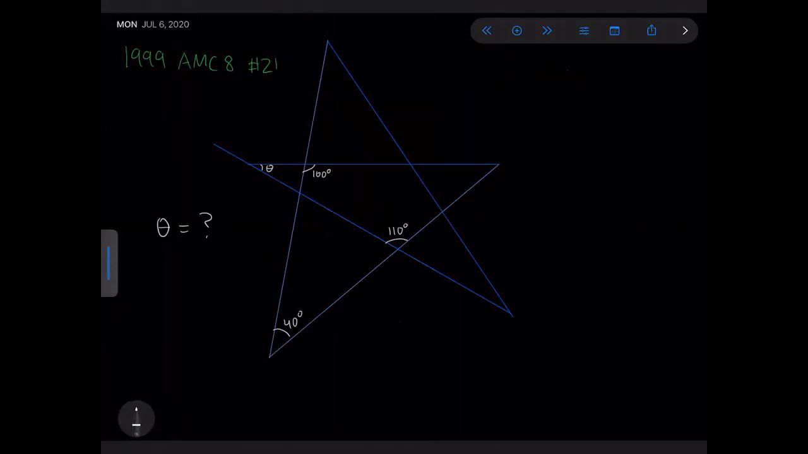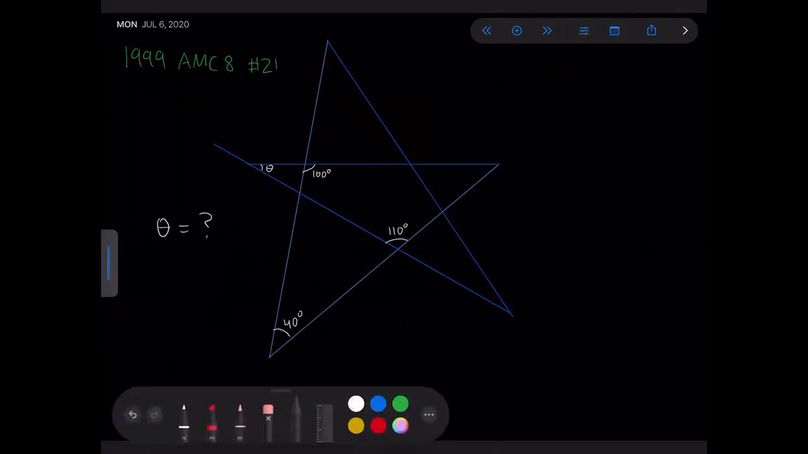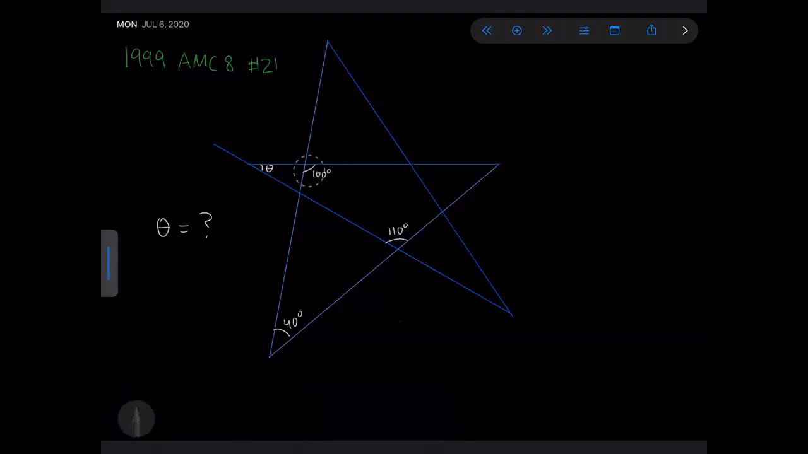So this is from 1999 AMC 8 number 21. So what we have is this angle over here is equal to 100 degrees. This angle over here is equal to 110 degrees. And this angle is equal to 40 degrees. So our objective is to find this angle over here, angle theta. I'll give you guys about a minute to work it out. This isn't like too hard. It is on an AMC 8 after all.